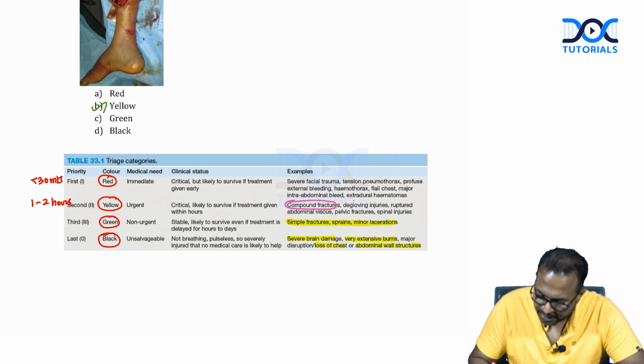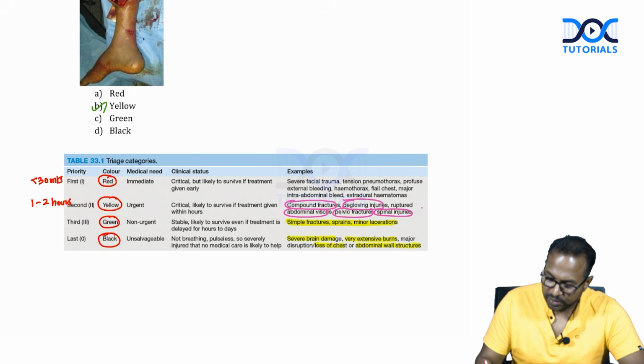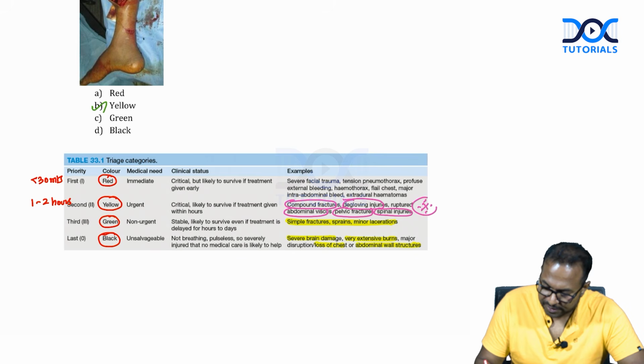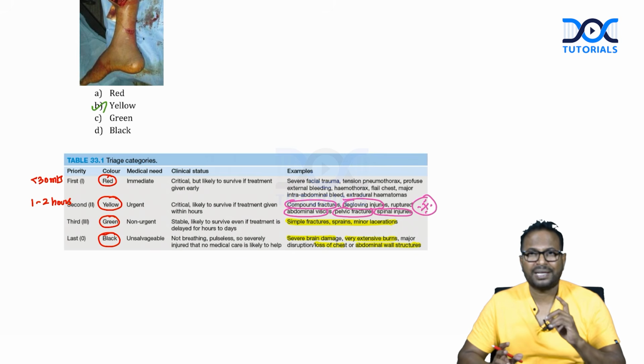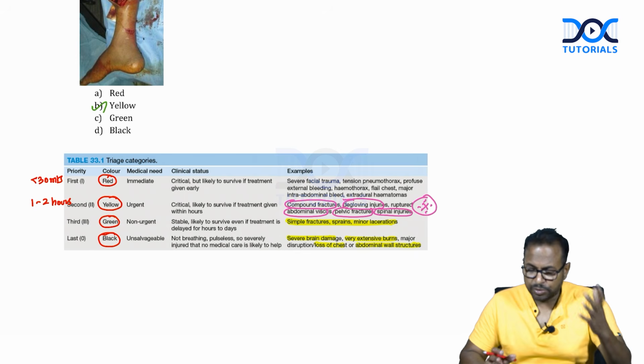Compound fractures, degloving injuries, abdominal viscera perforation, pelvic fractures, spine fractures. All this comes under yellow. So please don't forget yellow color things, because red is easy to remember. Tension pneumothorax, pericardial tamponade, brain injury. All those things you can easily remember.